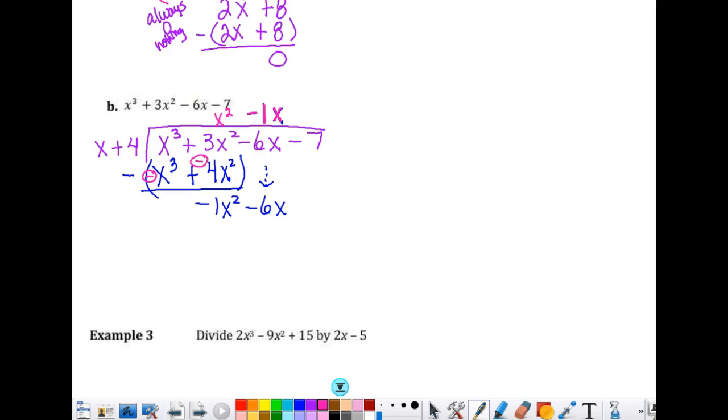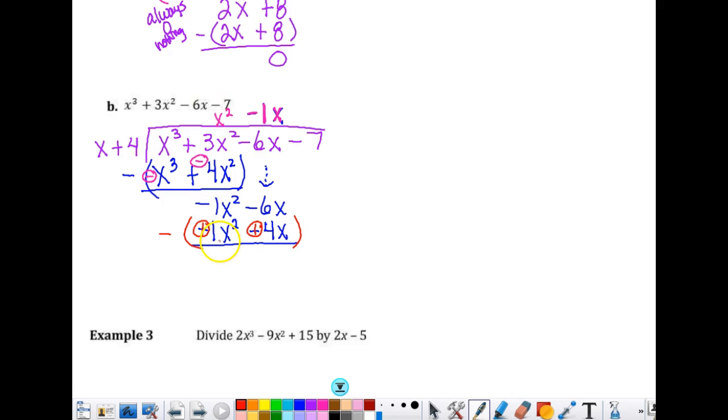Okay, so now let's multiply it. Negative 1x times x is negative 1x squared. Did I get the same thing? Yes, good sign. Okay, negative 1x times 4 is negative 4x. So now we have to do what? Subtract, and that means we have to change everybody's sign. So that negative becomes a positive, and that negative becomes a positive. You might even circle them. Okay, so that makes us 0.